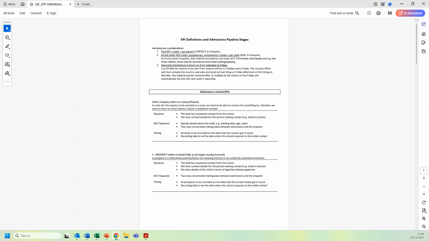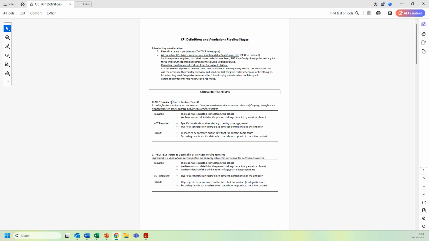We will now have a look at the KPI definitions and admissions pipeline stages document. This is a PDF for you to download and read, print, study as you wish. Just quickly, how it is structured. Here you will find the detailed definitions by stage of a lead, so the parent, and then of the stages of the prospect, the child.